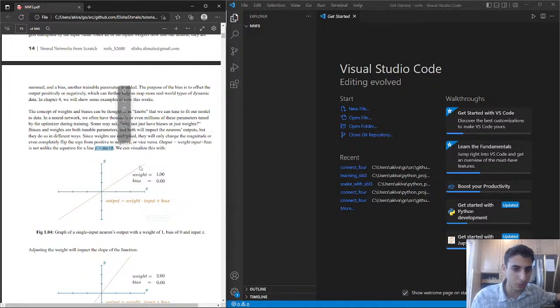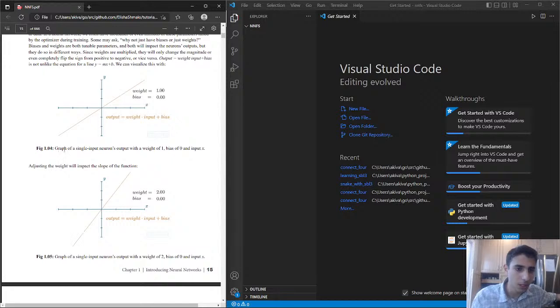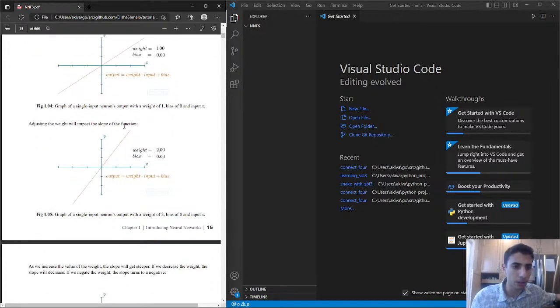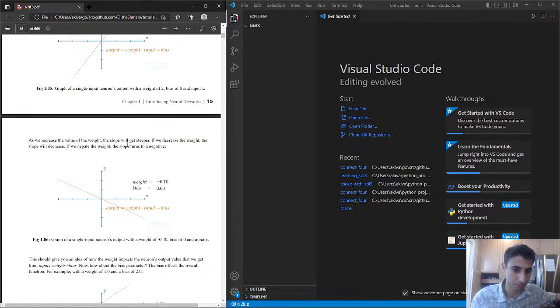We can visualize this. So the weight could be 1 and the bias 0, and this is y = mx + b, exactly. So x would be the input, times 1 is just x, and then the bias is 0, so nothing happens. Graph of a single input neuron's layer, exactly. Adjusting the weight will impact the slope of the function. As you can see, this is times 2, so this would be 2x + b, which is 0, so it's just a line with a slope of 2.